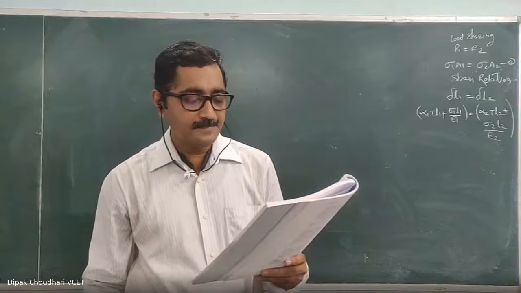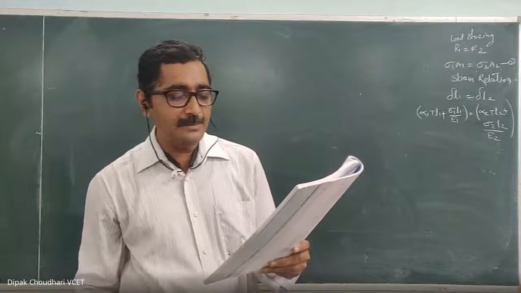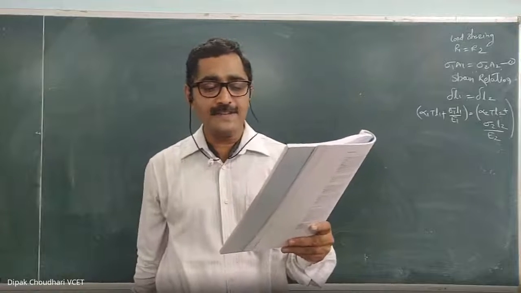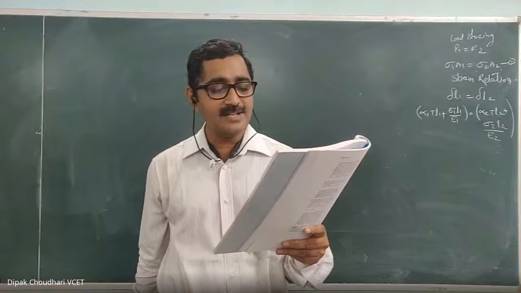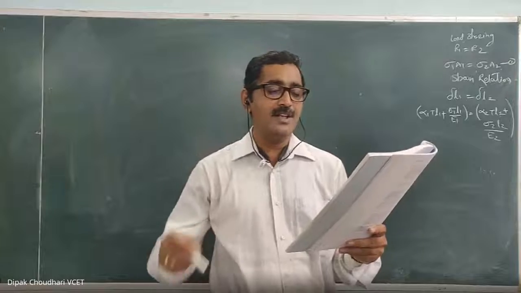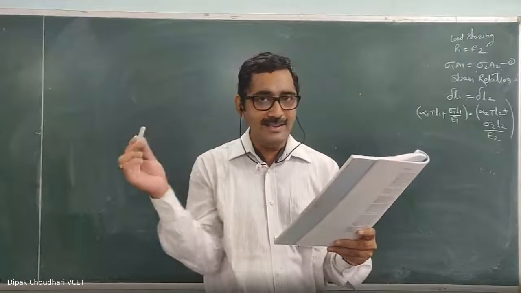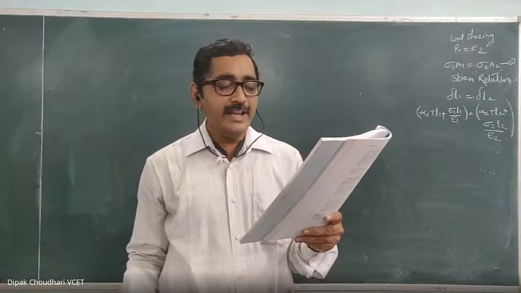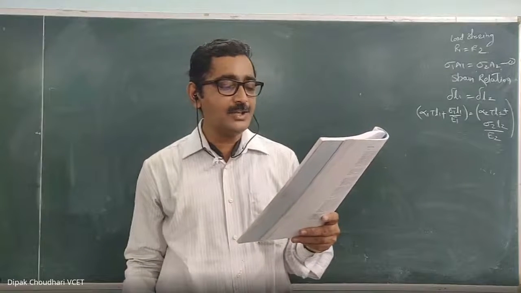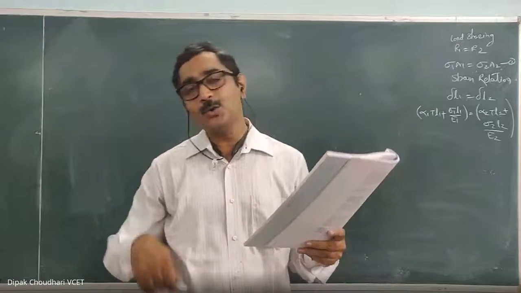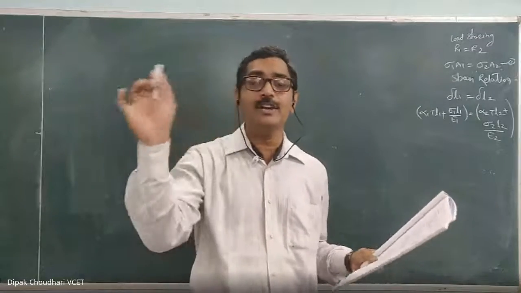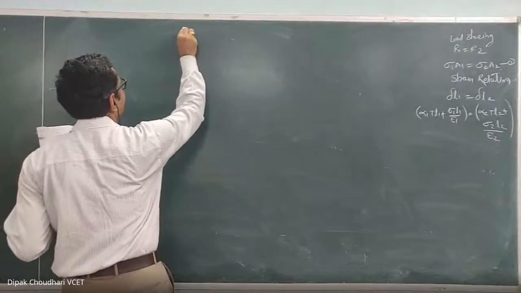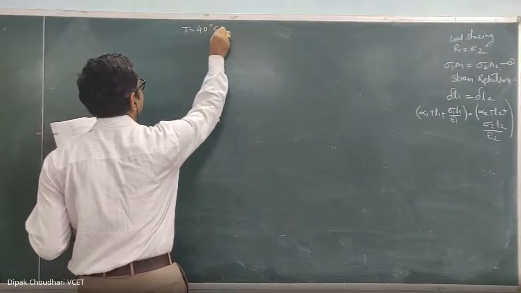It is given that a mild steel bar 20 mm diameter and 200 mm long is encased inside a brass tube of the same length, whose external diameter is 30 mm and internal diameter is 20 mm. Means there is a brass tube and inside that brass tube there is a steel rod. The ends of the two materials are rigidly connected together and the composite bar is heated through 40 degrees Celsius. That means the change in temperature is 40 degrees Celsius. Clear? Here T equal to 40 degrees Celsius.